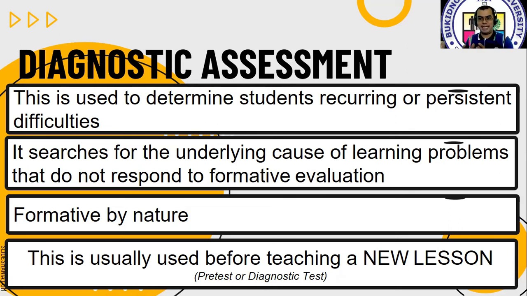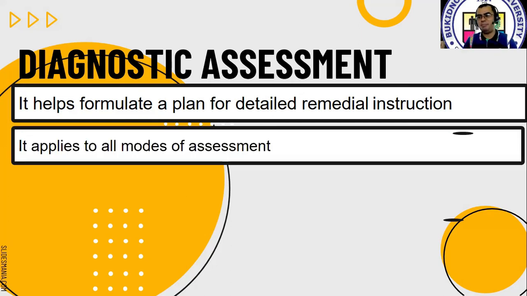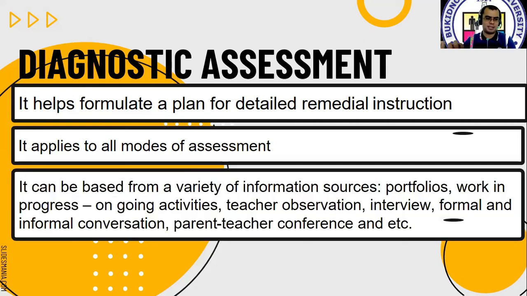Formative by nature. And after identifying the recurring problems and the underlying cause of difficulties, you can formulate a plan for a detailed remedial instruction. So you can now start the formative assessment. And it can be applied to all modes of assessment. You can diagnose problems, difficulties, interest of the students as well as their learning styles and preferences.